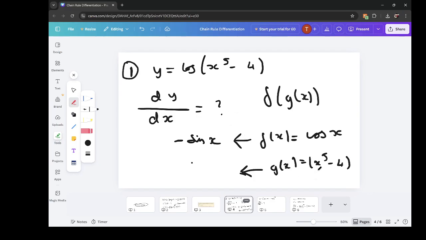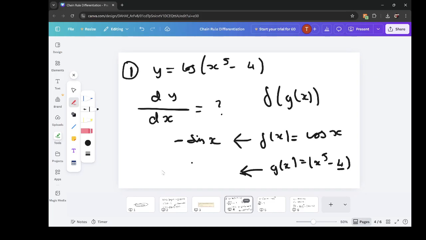And then differentiate the version of x to the power of 5 minus 4, and this is where we apply basic differentiation. So we know that x to the power of 5, we're differentiating with respect to x, so that means that this 4 is a constant. That means it doesn't have the variable x. That means that the constant, whenever differentiated, always goes to 0.